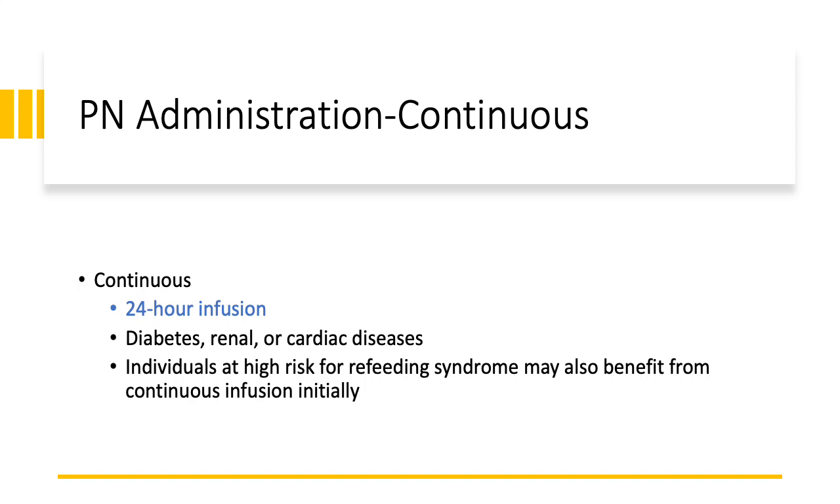So for PN administration, a continuous infusion is usually a 24-hour infusion. It's helpful for diabetes, renal, or cardiac diseases. And then individuals at high risk for refeeding syndrome may also benefit from continuous infusion initially. Pretty much every new start TPN patient is going to start out with a continuous 24-hour infusion. And then you start cycling once the patient is at goal and is tolerating. Fluid tolerance may be better with a continuous infusion in certain patients, and your hyperemesis patients may also feel better initially with a continuous infusion.